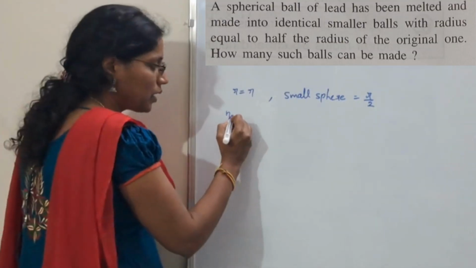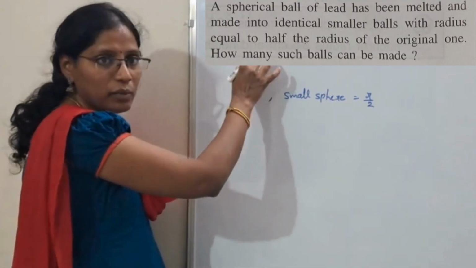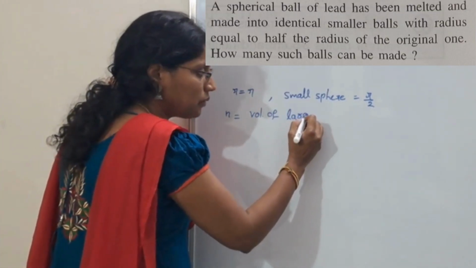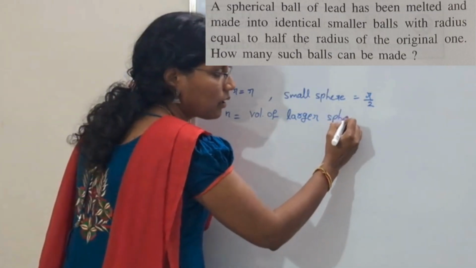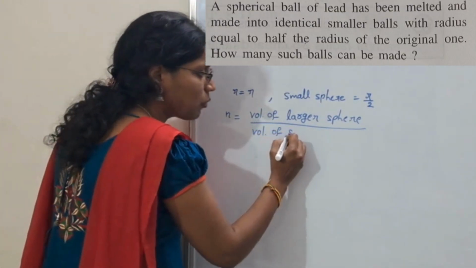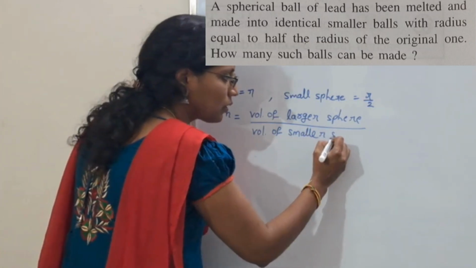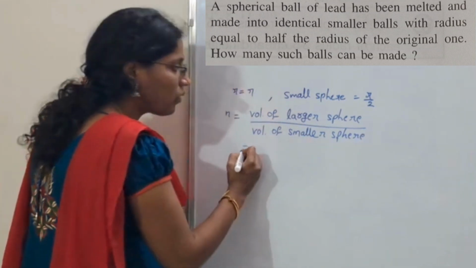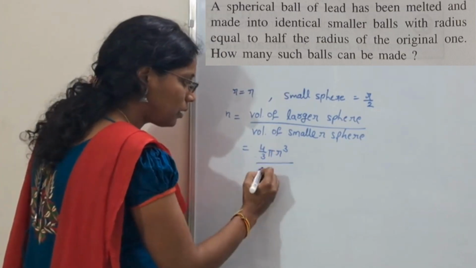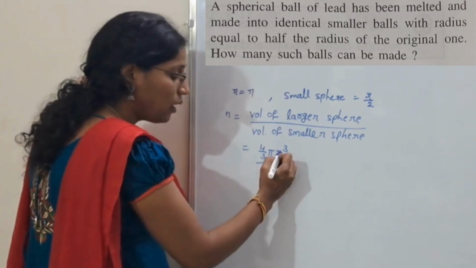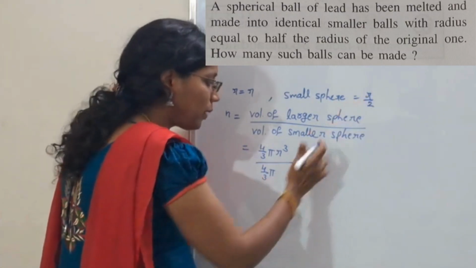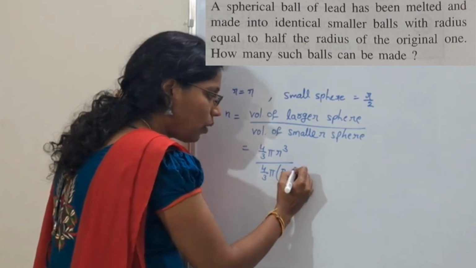What is the formula? N is equal to, I already explained before MCQ time, N is equal to volume of larger sphere by volume of smaller sphere. What is the volume of the sphere formula? 4 by 3 pi r cube. Here 4 by 3 pi. What is the r value here? Smaller sphere radius is r by 2. Here r by 2 whole cube.